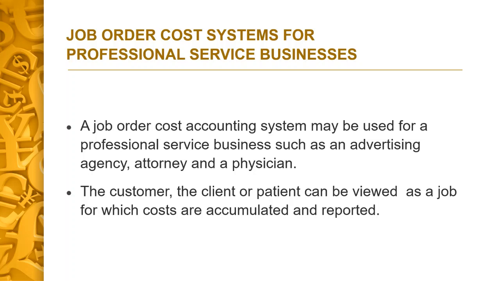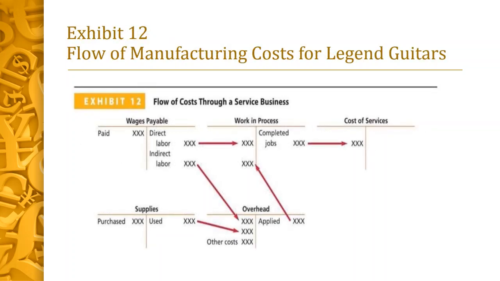Let's talk about job order cost systems for professional service businesses. A job order cost accounting system may be used for a professional service business. For example, an advertising agency, an attorney, and a physician each provide services to individual customers, clients, or patients. In such cases, the customer, client, or patient can be viewed as a job for which costs are accumulated and reported. The primary product costs for a service business are direct labor and overhead costs.